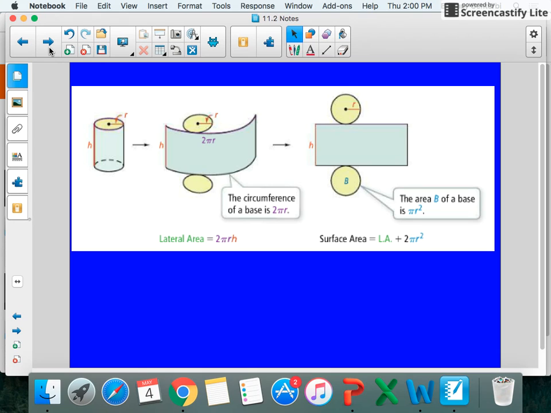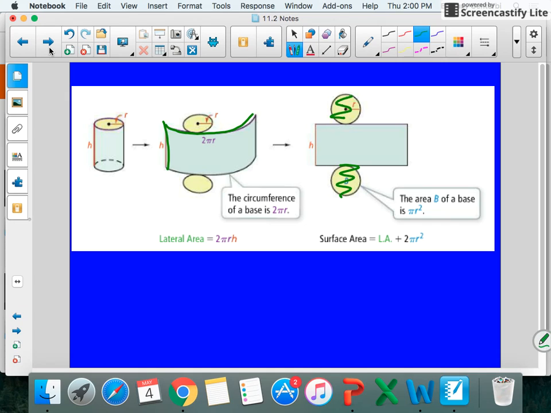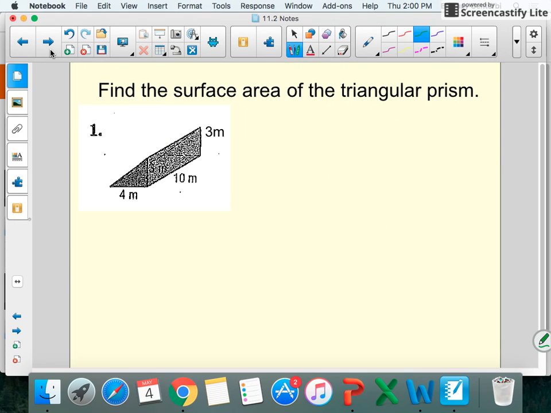So our lateral area is going to be 2 pi r times the height. 2 pi r stands for, if you were to unravel this, the circumference. That's how long that part would be, times the height. So you get the area of that whole thing. So you take the lateral area plus the area of your 2 bases. You get the area of 1 base, but on a cylinder you have 2, so you have to multiply it by 2. So we're going to do a few examples.